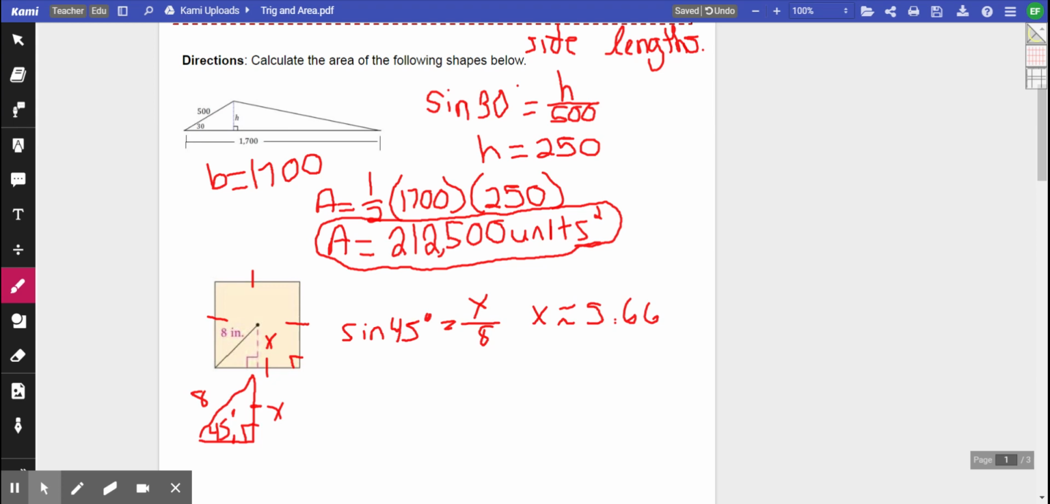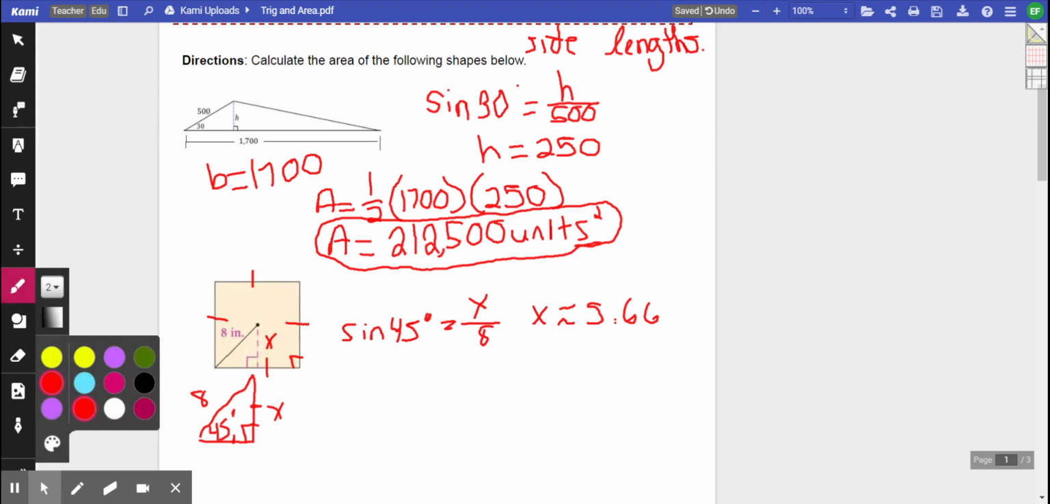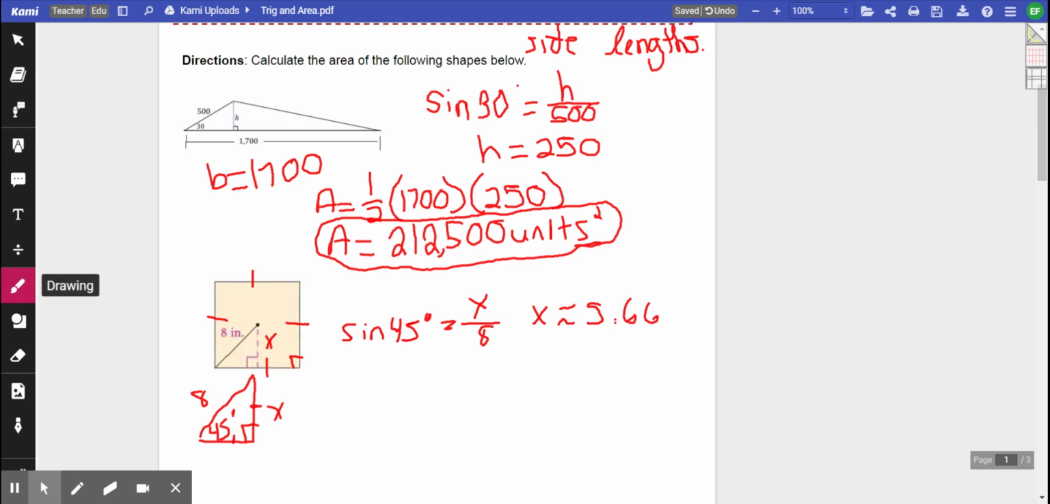So this value of x that we just found is just from here to here. But this is a square, so that means that exact same value continues up to here as well. So that tells us that our entire length is this 5.66 number multiplied by 2. So our entire length is like 11.3 units long. And again, it's a square, so it's the same on both sides.